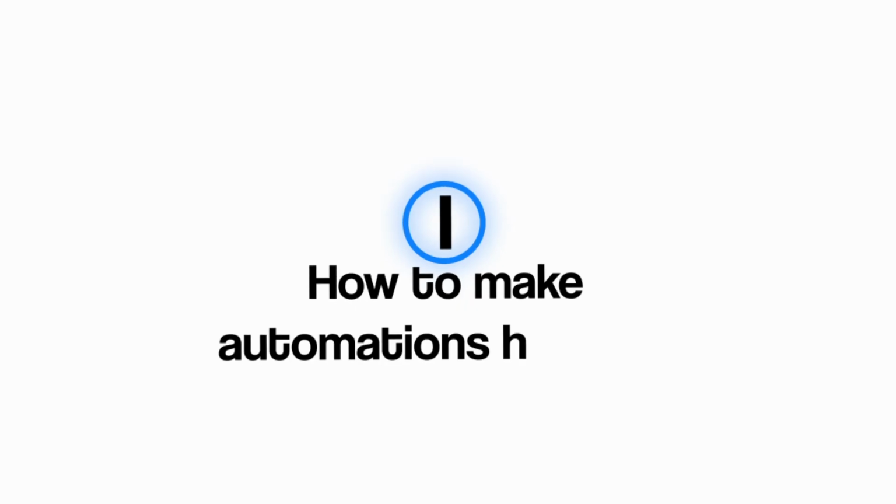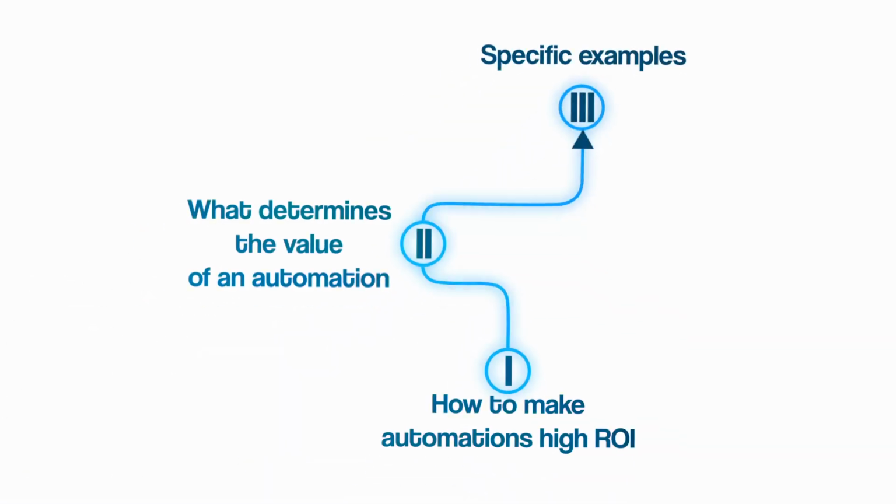I'll start out this video by showing you how to make automations high ROI, like what determines the value of an automation. And then we'll go through each of the specific examples and I'll screen share and show you the back end of what it actually looks like. So let's dive right in.